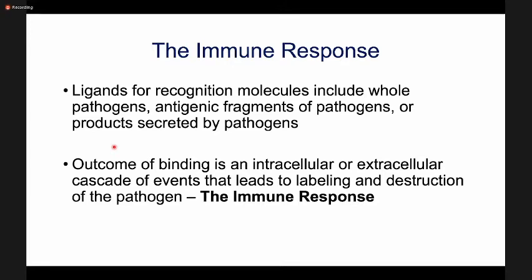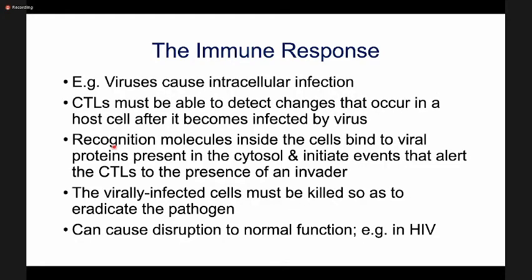An antigenic fragment would be something like the pili, which are hair-like structures of some of these pathogens, or flagella that help them move, okay? So the outcome of interaction between the ligand and the receptor would be a cascade of events that leads to labeling of that pathogen. So it becomes a target, it becomes labeled, and the immune system knows, okay, we need to get rid of this thing, and then it becomes destroyed. So that is technically what the immune response is all about, okay?